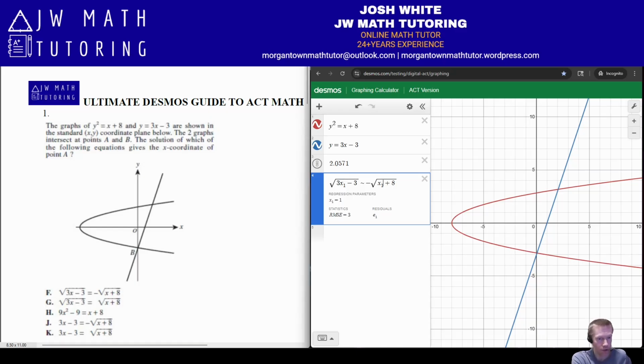So notice, here is the first answer choice. Is the solution to this 2.0571? No. Okay, next answer choice. Notice it's identical except I get rid of the minus here. Okay, that one is not correct. The answer choice does not match up.